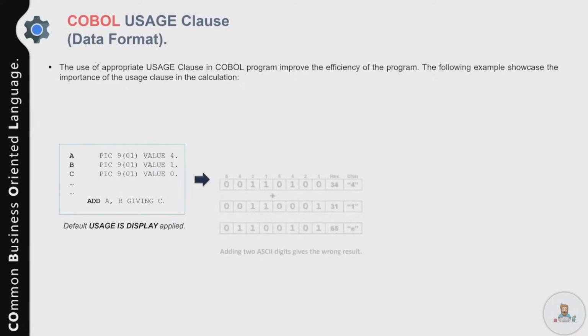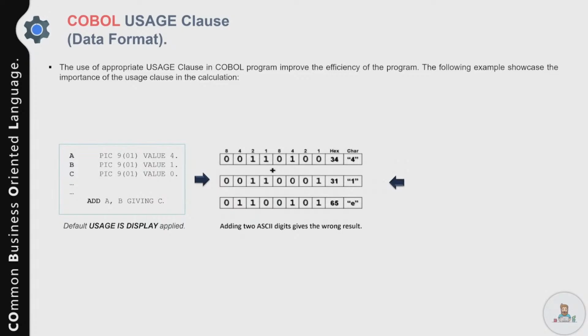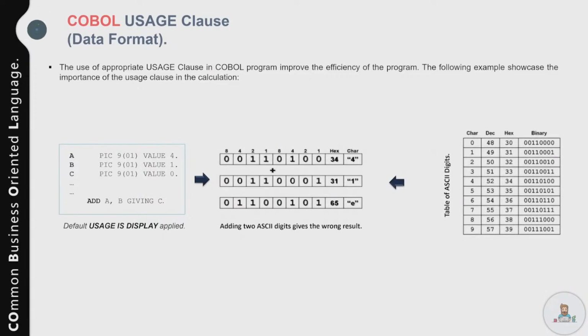In the following example, we have three different variables, A, B and C, defined as numeric, and we have not used any usage clause for these variables. So the default usage clause, usage is display, will be applied. The initial values of these variables are 4, 1 and 0. We are going to add A and B and store the result in variable C. As I already mentioned, none of the data items have an explicit usage clause, so they default to usage is display. This means that the values of variables A, B and C are stored as ASCII digits.